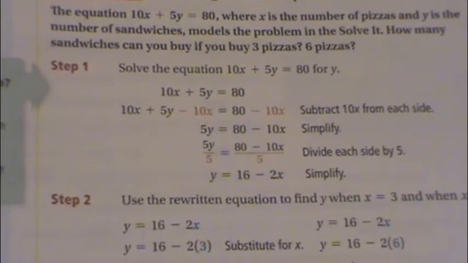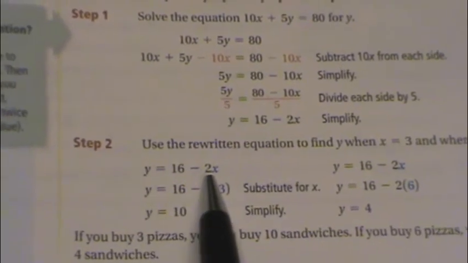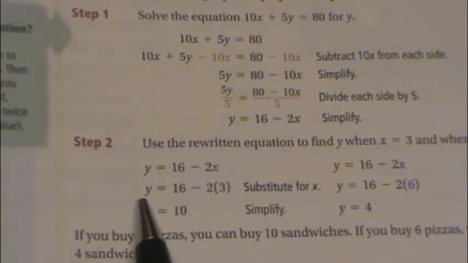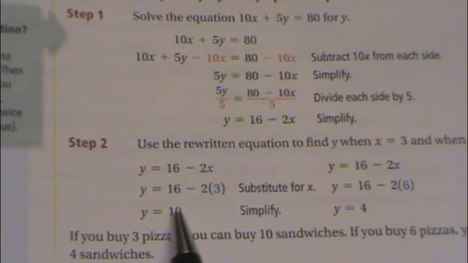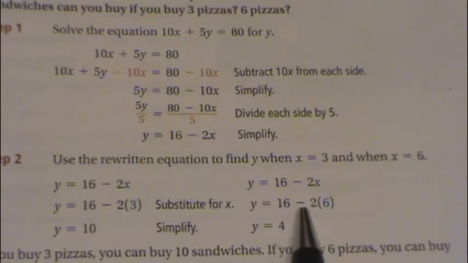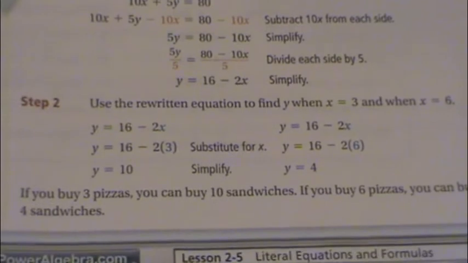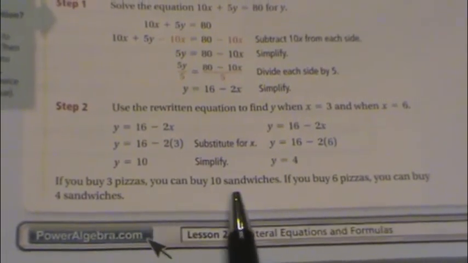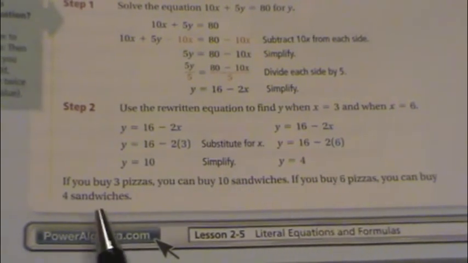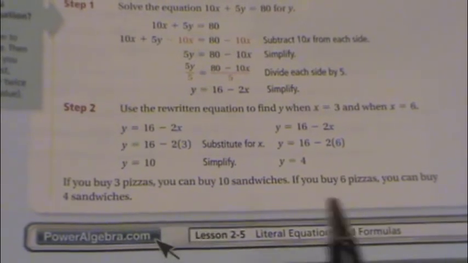Now you can use this simplified equation and plug in the number 3 that they gave you. Y equals 16 minus 2 times 3. If x is equal to 3, y is equal to 10. On the other hand, if x is equal to 6, y is equal to 4. So in other words, I know Tyler's going to use this formula somewhere. If you buy 3 pizzas, you can buy 10 sandwiches. If you buy 6 pizzas, you can buy 4 sandwiches. And of course, really, why would you buy sandwiches at all if you can buy pizza?